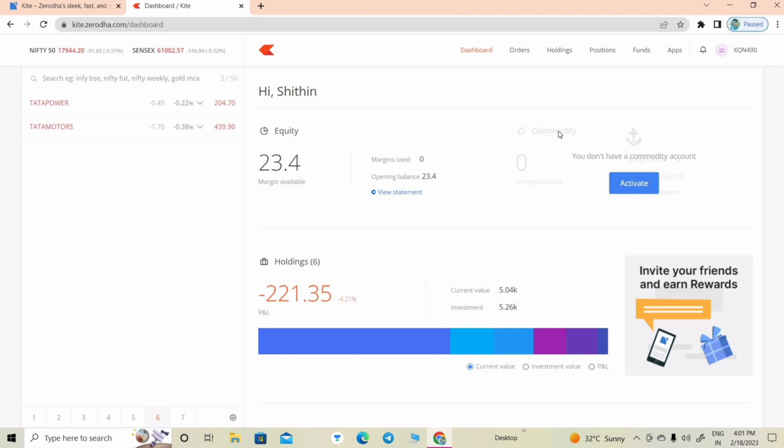If we are interested in using the commodity account, you can activate it by using the activate button. Commodity is basically used for selling and buying gold, silver and other related things, and equity is basically used for selling and buying the shares of different companies.